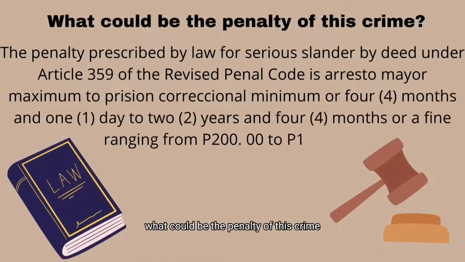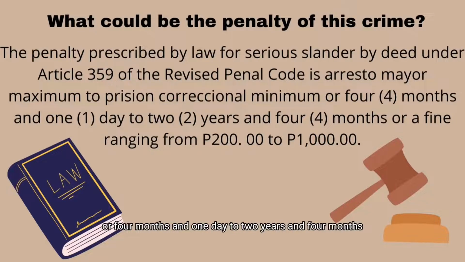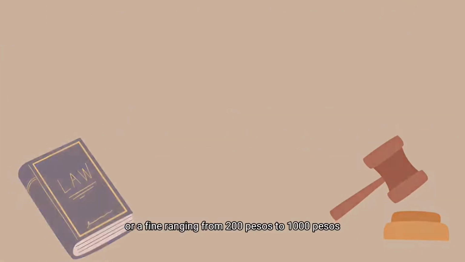What could be the penalty of this crime? The penalty prescribed by law for serious slander by deed under Article 359 of the Revised Penal Code is arresto mayor maximum to prision correccional minimum, or 4 months and 1 day to 2 years and 4 months, or a fine ranging from 200 pesos to 1,000 pesos.